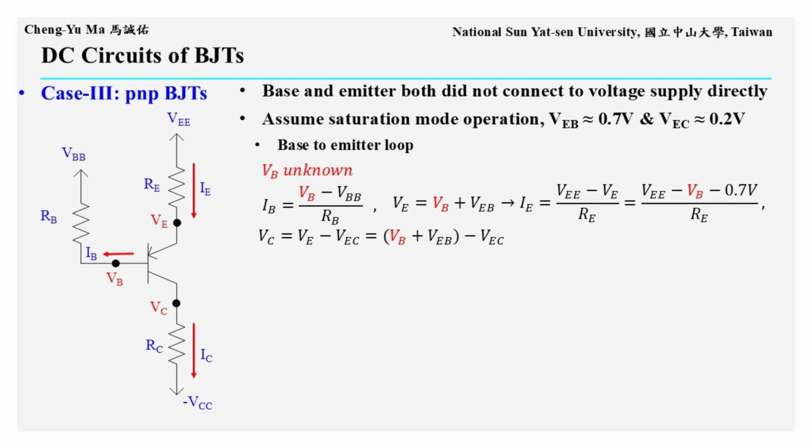Under the saturation mode assumption, VEC is approximately 0.2 volts. Therefore, VC equals VE minus VEC, which is the same as VB plus VEB minus VEC. The only unknown is still VB.